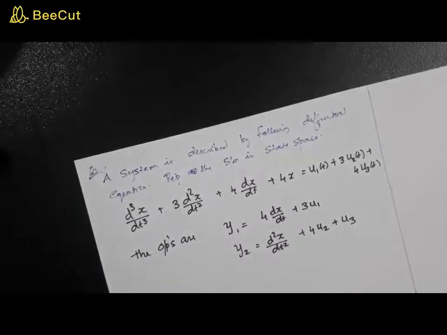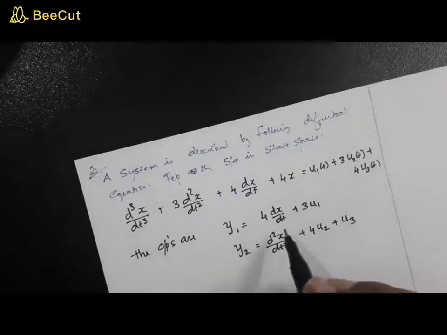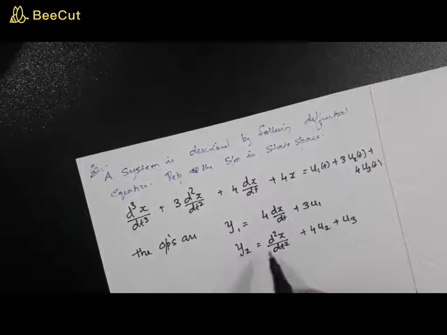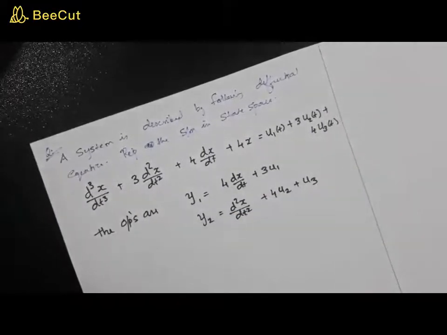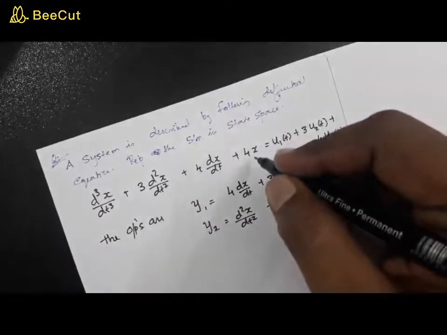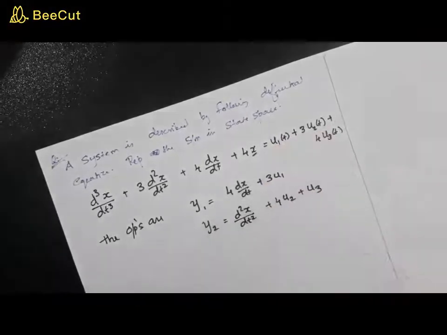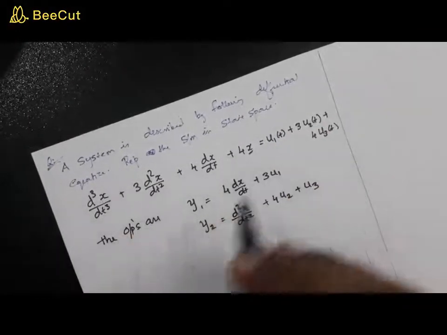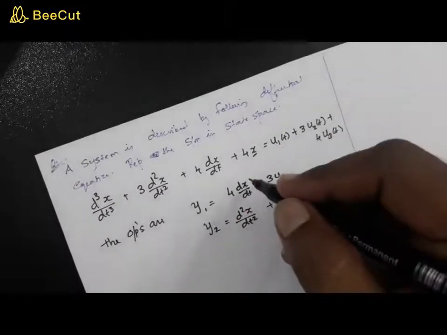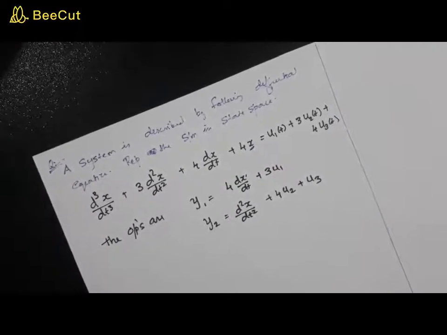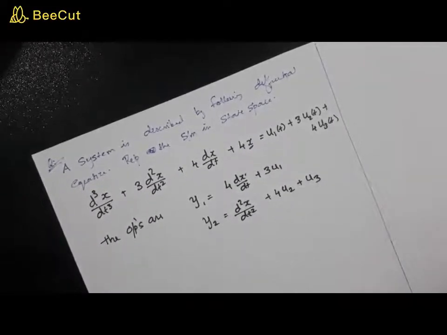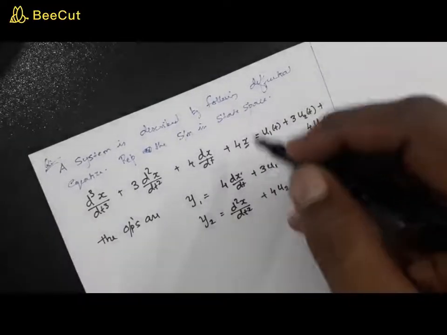Okay, now the outputs of that equation are given as y1 equals 4 into dx by dt plus 3 u1, while y2 is d square x by dt square plus 4 u2 plus u3. So the output is also given in the question. So that means the differential equation is assigned in terms of a variable called x, right? x and its derivatives, and the output is also represented by that variable x. So as I told you, in phase variable, usually the output is assigned to be a state variable.